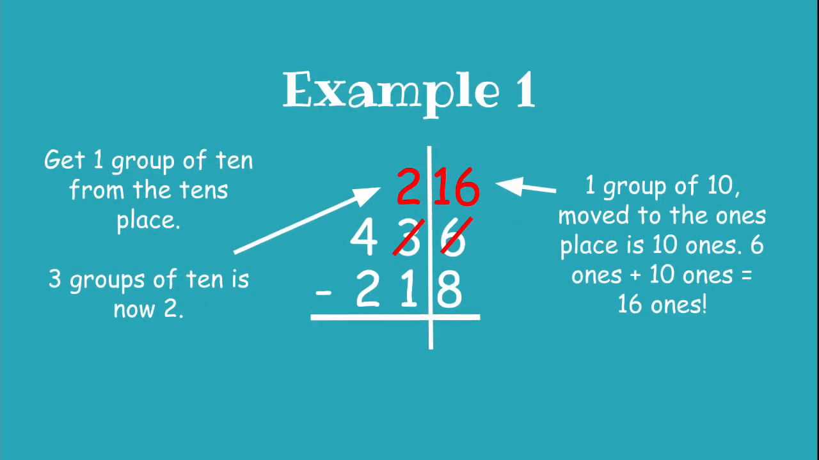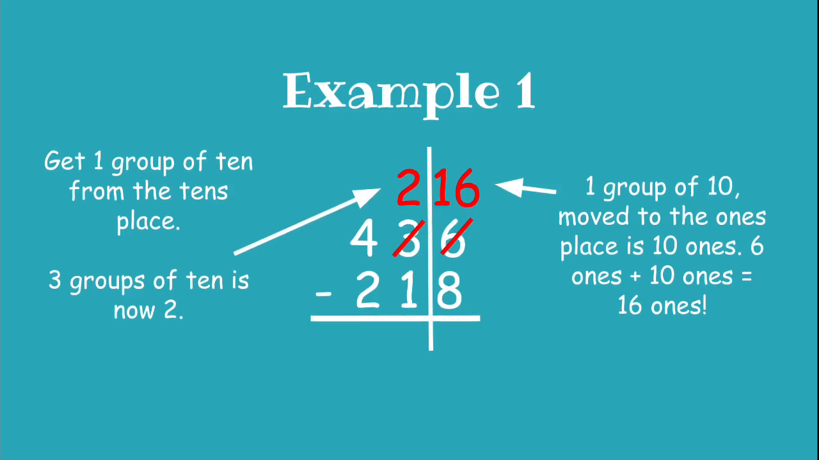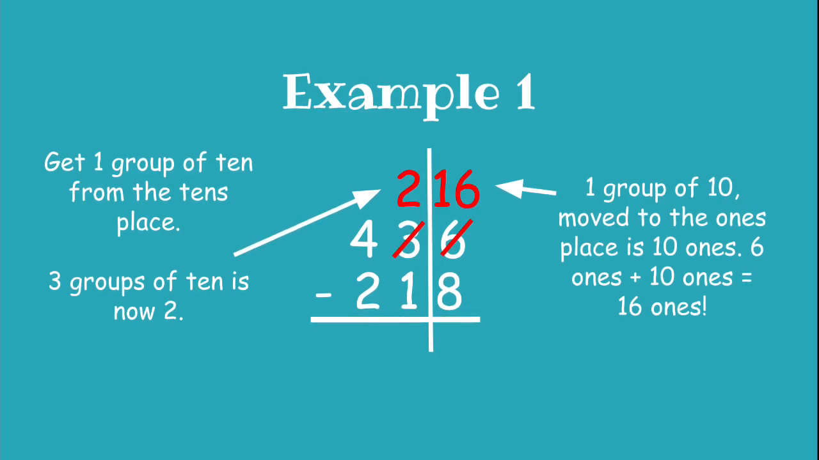We're in the ones place, so we need to go next door to the tens place. We have 3 groups of 10 in the tens place, but after we take one, there's 2 groups left. So let's change that 3 into a 2. We take our group of 10 and move it to the ones place. But now that it's in the ones place, it needs to be a group of ones. So one group of 10 is 10 individual ones. Let's add that to our 6 that we already have in the ones place. This makes 16. 16 ones in the ones place.